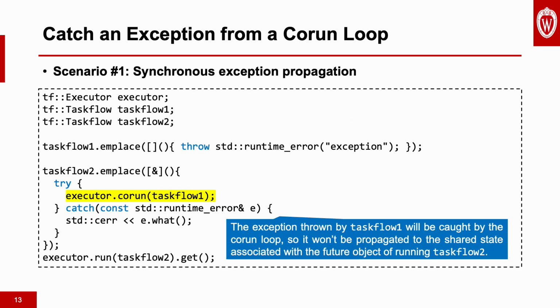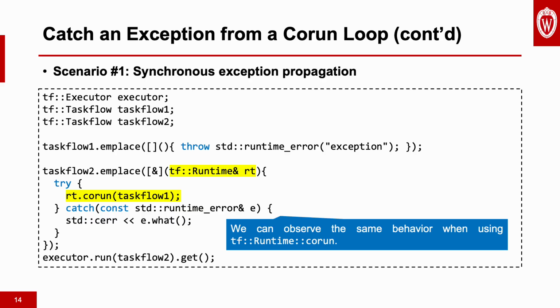The first example is catching an exception from a corun loop. Here, I have 2 taskflows, Taskflow 1 and Taskflow 2. Taskflow 1 has a task that will throw an exception, while Taskflow 2 has a task that will corun Taskflow 1 using cooperative execution. When we run Taskflow 2, we will get a future. But since there is a corun representing scenario number 1, the exception thrown by Taskflow 1 will be caught by the corun loop and won't be propagated to the shared state associated with that future object of running Taskflow 2.